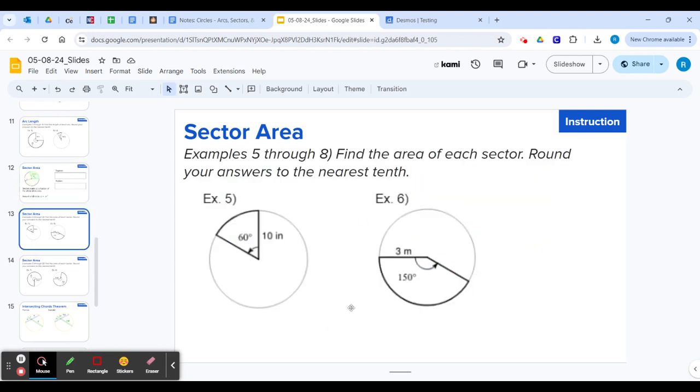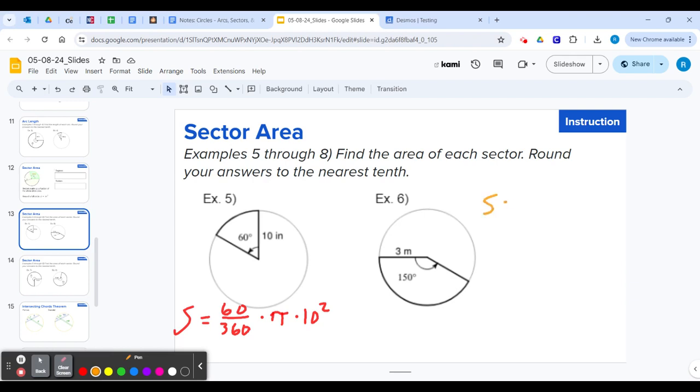So sector area, examples 5 through 8, calculating this one with degrees. So I have 60 degrees and 10 as my radius. So my sector area here is going to be equal to, let's set up that fraction. We go 60 over 360 times pi times 10 squared. And I'm actually going to set this second one up too before I go to my Desmos, so we can move through both of these pretty quick. My sector area here is 150 over 360 times pi times that radius of 3 squared.